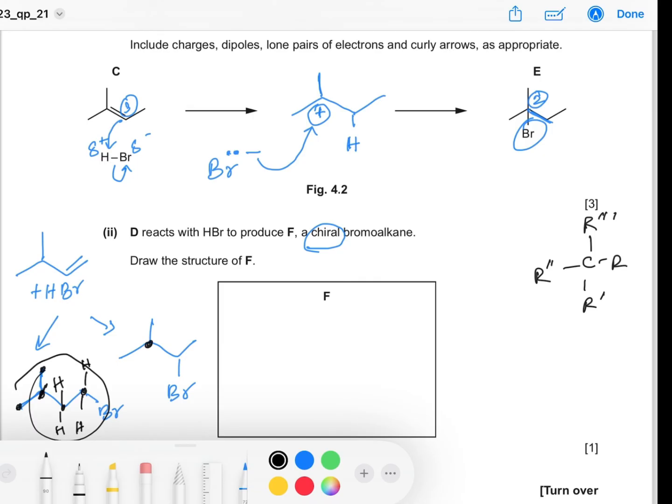Again, this carbon is not the chiral carbon. This carbon on the other hand is bonded to a methyl group, a bromine atom, a hydrogen atom, and an alkyl group, which is different from the first alkyl group. So this is the chiral bromoalkane, and so you will draw that product in for your answer.